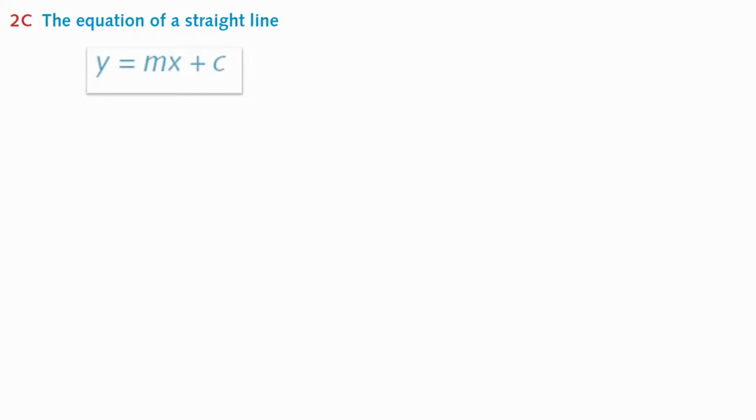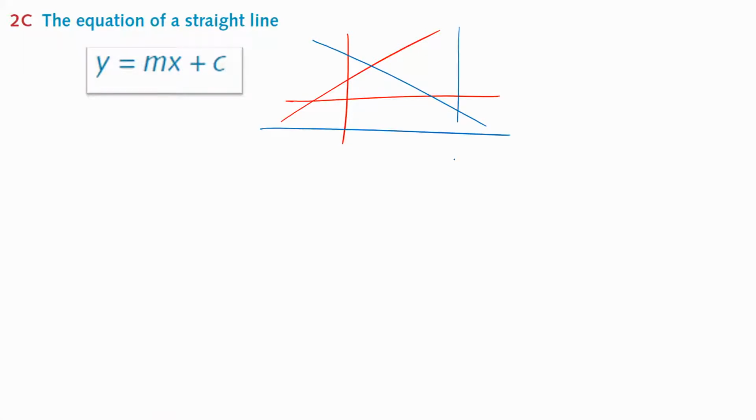Equation of a straight line. Remember, back in year 9, you had y equals mx plus c. That's what we call the general equation of a straight line. And what that means is basically any straight line that you can think of, whether it's this line, whether you have this line, or whether you have a horizontal line or a vertical line, every one of these lines has an equation. And that equation will always look like something like this.